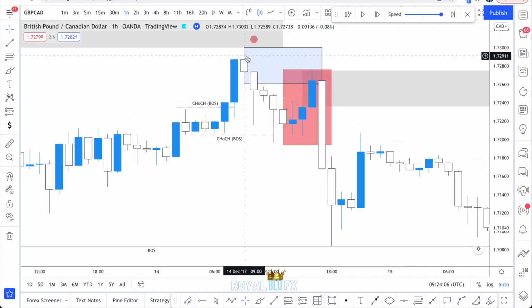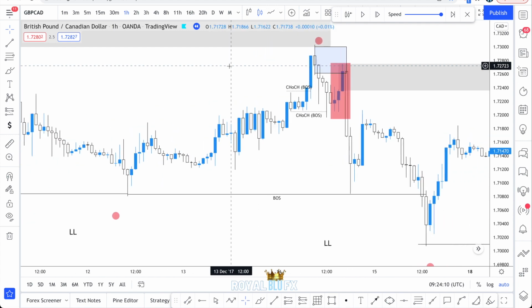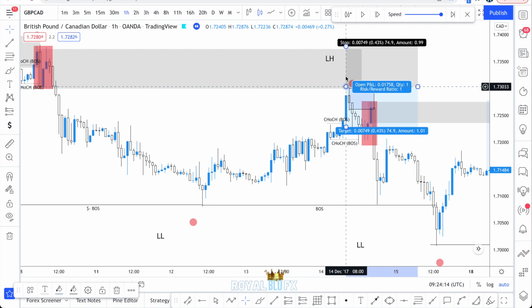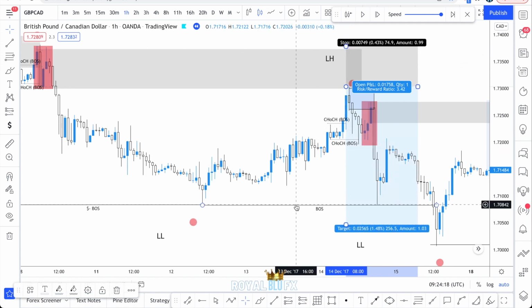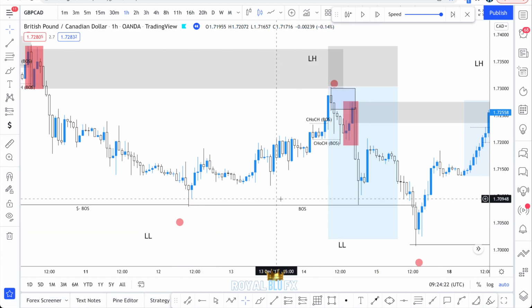Once the supply area has been tapped, there's two scenarios that could happen. We have the scenario where we could look for the risk entry, or just enter immediately with a huge stop loss, and look to potentially target these lows.